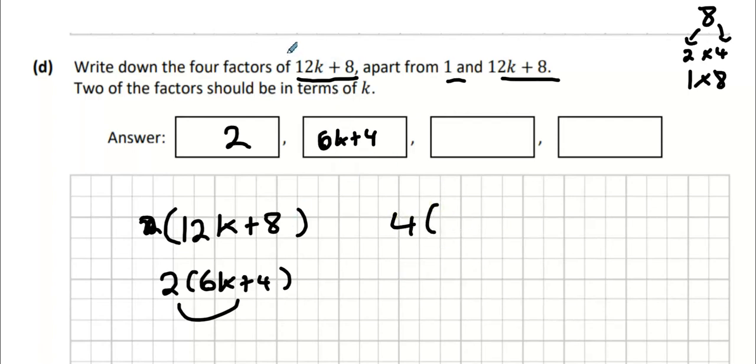So factorize 12k, we're taking out 4 and we get 3k plus 2. So that could be our other one. 3k plus 2 and 4. So there's your 4 factors right there.